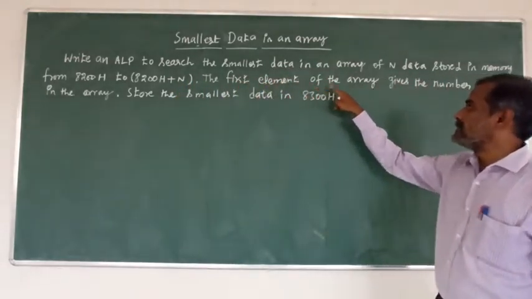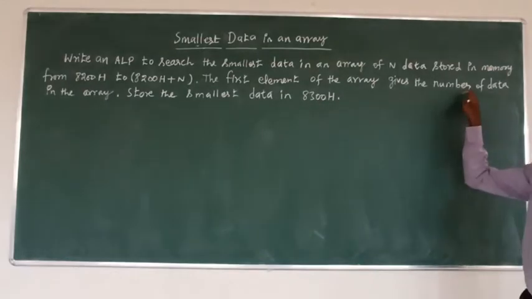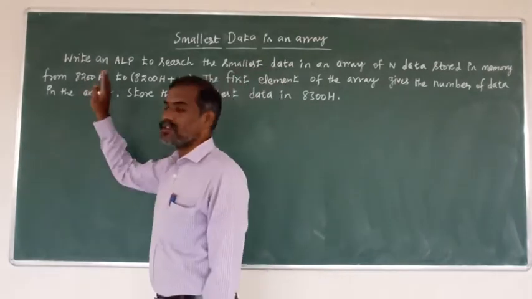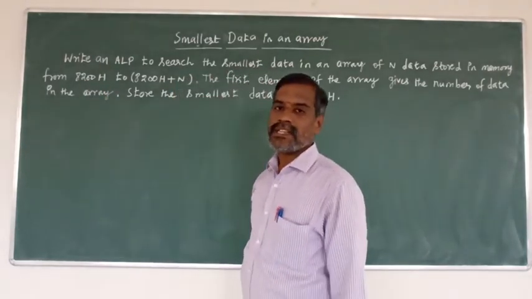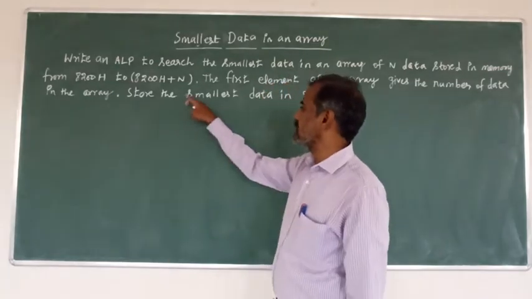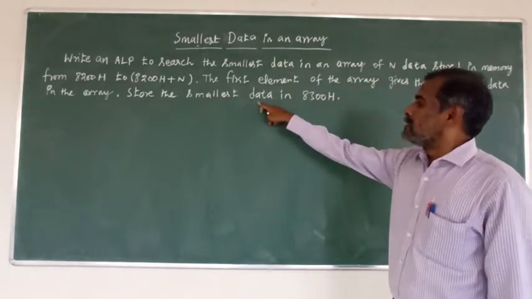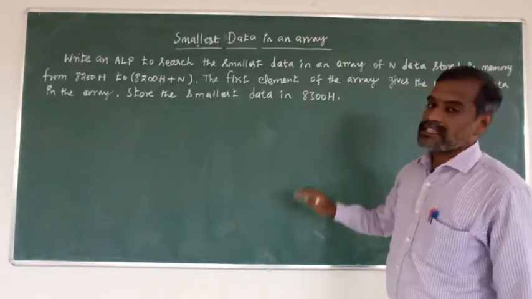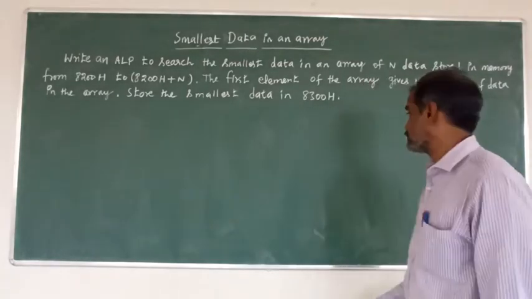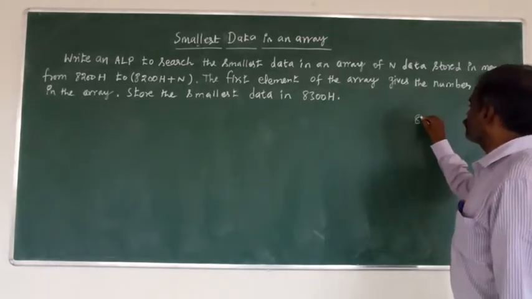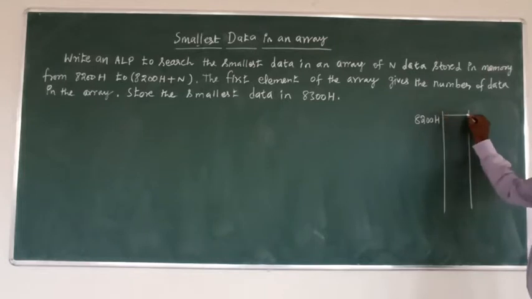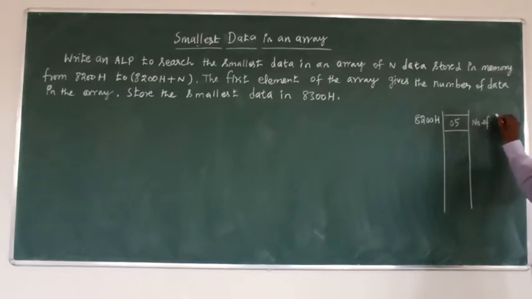The first element of the array gives the number of data. In address 8200, we have to load the number of data. Store the smallest data in 8300H. Now at 8200H, the number of data, we can load 5. This is for the number of data.